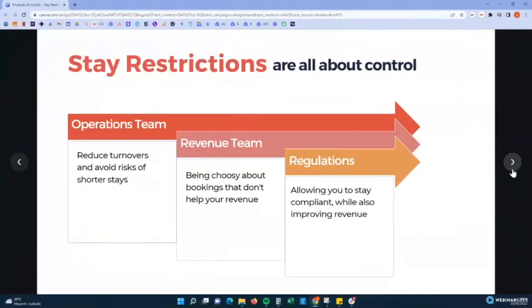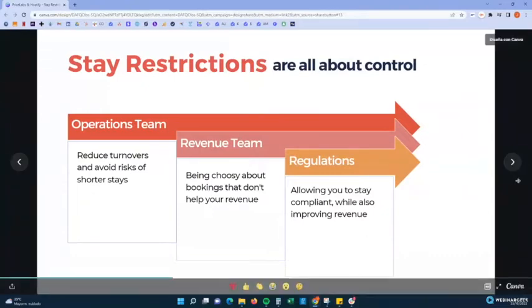Next one. Yeah. So in terms of control, stay restrictions affect basically 3 different teams, or there are 3 different reasons to use them. The first one is operations. It reduces turnover and avoids the risks of shorter stays. Basically, fewer check-ins, fewer cleanings, and the properties will not need so much maintenance, so there will be less cost related to that.